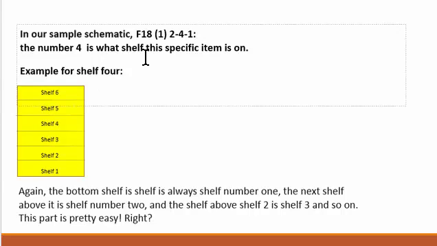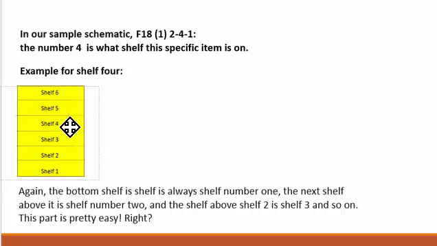So in our sample schematic, F18, so aisle F18, 1, planogram 1, 2, section 2. This number 4 is that next item we're going to, and that's what shelf this specific item is on. So for shelf 4, counting from the bottom, 1, 2, 3, 4, our item's going to be right here.